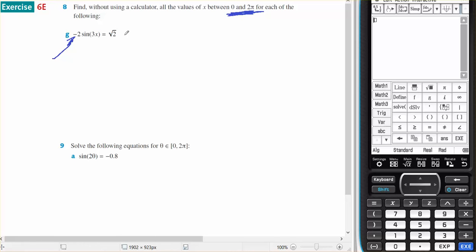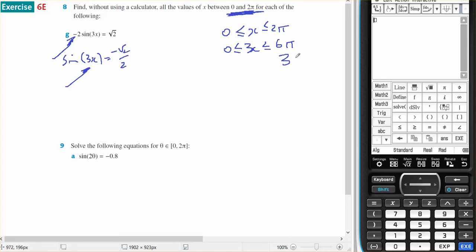I've got to move that minus 2 to the other side, so the sine of 3x equals negative root 2 on 2, and I've got 3x there, and I know that x goes from 0 to 2 pi, so 3x should go from 0 to 6 pi, therefore 3 revolutions is what's needed. So if I find two answers in 1 revolution, I should be looking for 6 answers in this question.